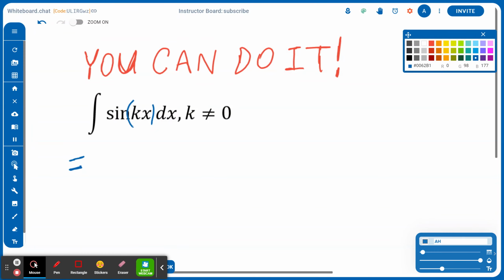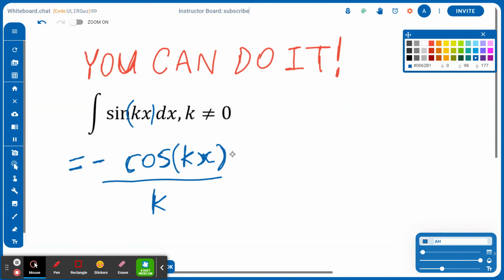So if you think about this, the antiderivative of sine should be negative cosine. So again, put the negative at the front. Cosine of kx. And you divide this by the derivative of kx. And when you take the derivative of kx, that's going to be k. And again, you're adding a constant at the end, c, where c is an element of real numbers.